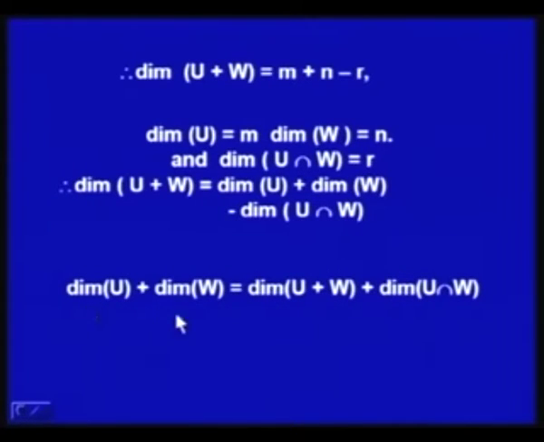minus dimension of U intersection W, and this proves the result that dimension of U plus dimension of W is equal to dimension of U plus W plus dimension of U intersection W. We have taken this on the other side. So, this is an important result and will be useful in many different ways. Now, we take up some examples.